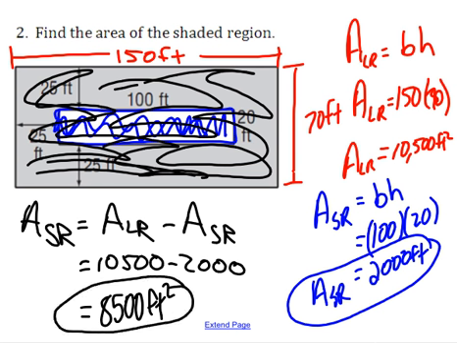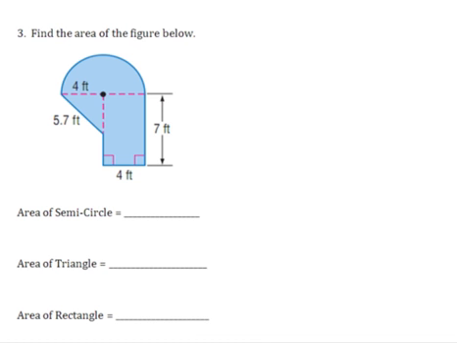So make sure you can get 8,500. The first one we had to add some areas together. The second one, you're missing something on the inside. So if it's not shaded on the inside, it's always going to be subtraction. If there's a hollow piece in there, it's always going to be subtraction.